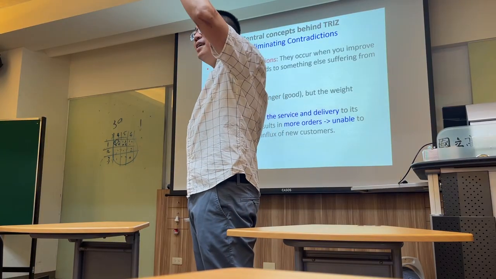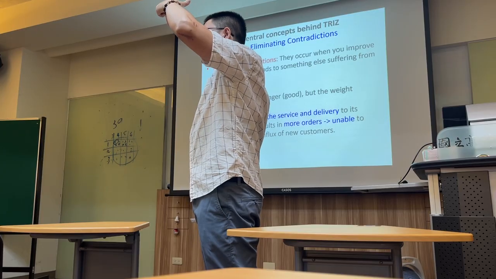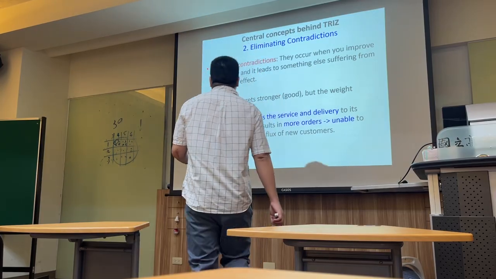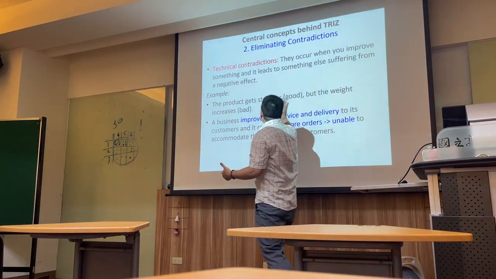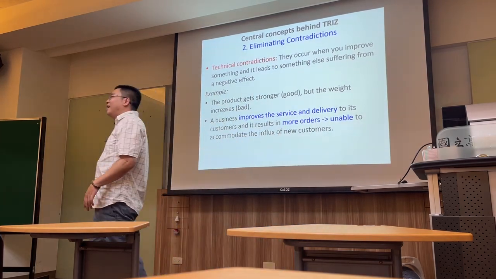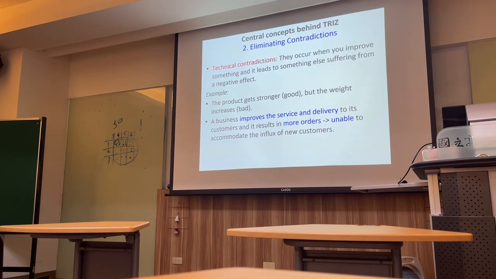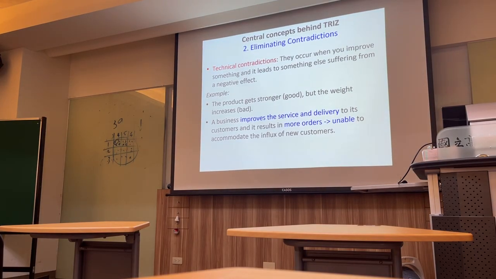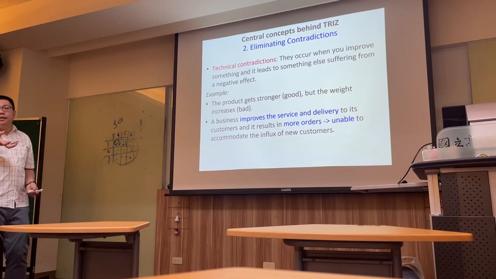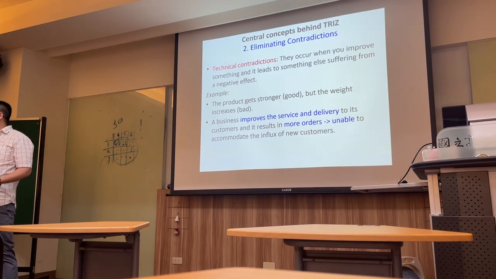When you improve something, it will lead to something negatively affected. For example, the product gets stronger, but the waste increases. You want to improve the size of the product to make it stronger. It's a positive side, but at the same time the waste increases. Not good.